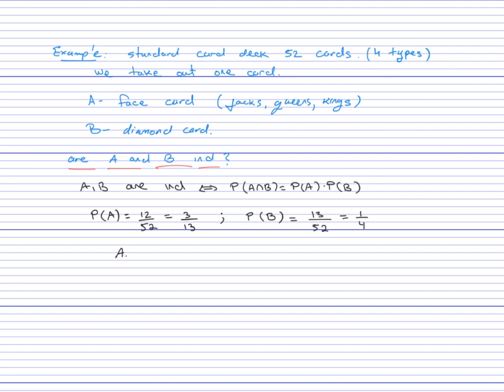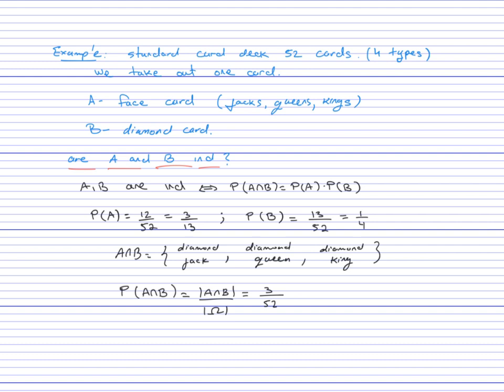So what do we mean by intersection? A and B means that the elements in A and B are the diamond jack, diamond queen, and diamond king. We have only three options. So if I ask you what is the probability of A and B, it's exactly the cardinality of A and B over the cardinality of the sample space. The cardinality of the intersection is 3, over the cardinality of the sample space, we have 52 cards, so 52.